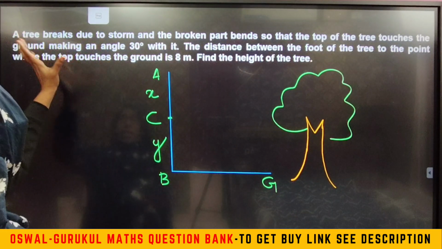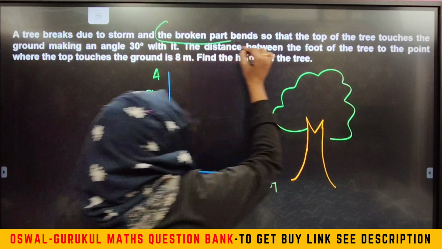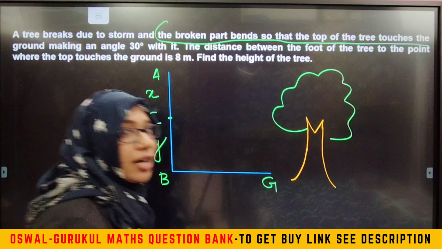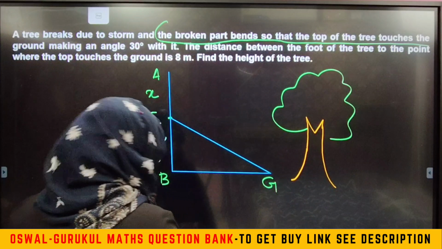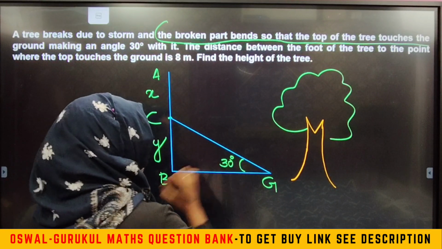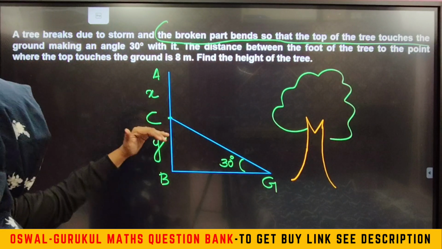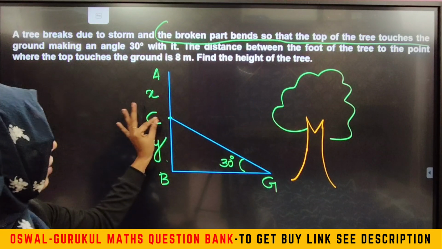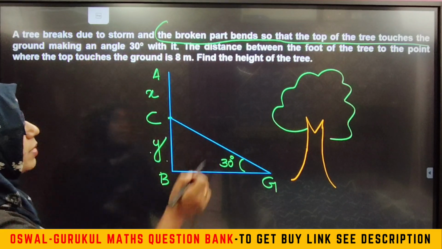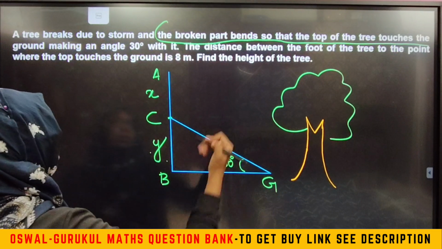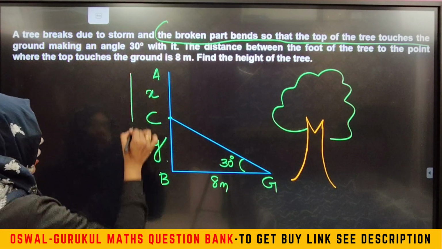So reading it properly: a tree breaks due to storm and the broken part bends so that the top of the tree touches the ground making an angle of 30 degree with a point on the ground. This is the actual figure. Is it clear? And the distance between the foot of the tree to the point where the top touches the ground is 8 meters. So this is 8 meter. Find the height of the tree. So we need to find the value of AB.